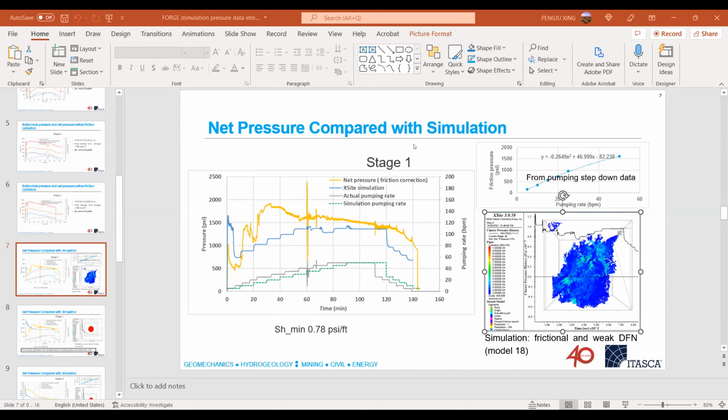Mark McClure did come in with another question here about leak off, including into the surrounding matrix around the fractures. I'll let you answer it, Pengju. No, we don't include leak off into the matrix. Okay, thank you.